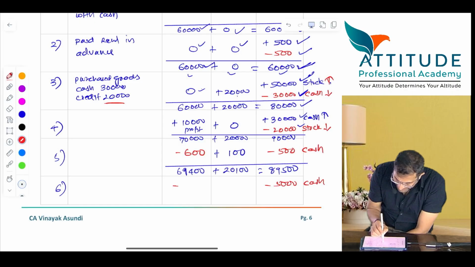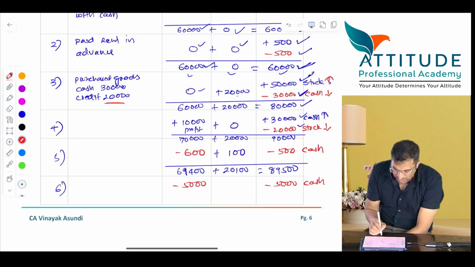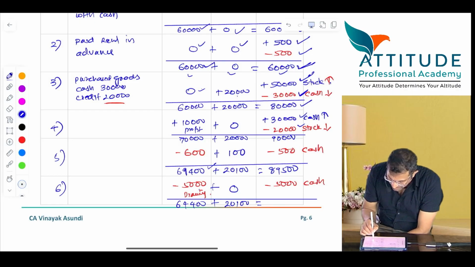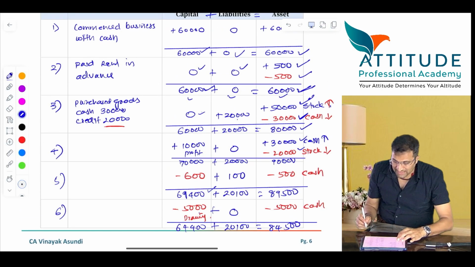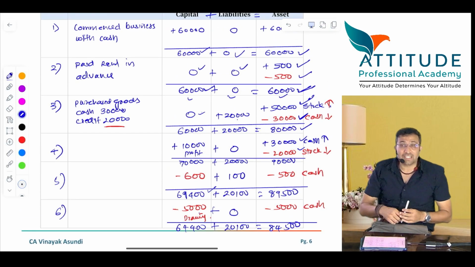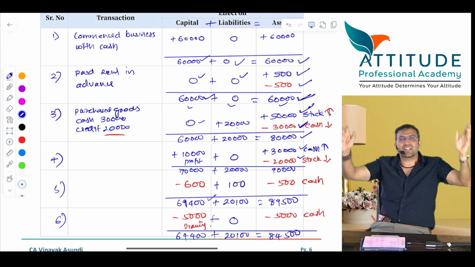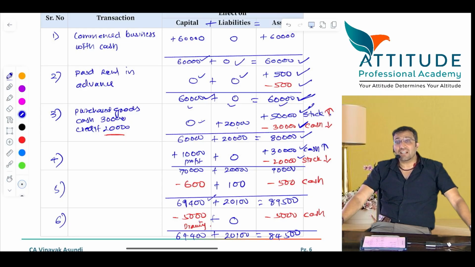And also minus 5,000 capital. Capital also reduces. But this is drawings, not profit. Is that clear? So now finally, let's see whether it tallies. 69,400 minus 5,000 is 64,400, plus 20,000 is 84,400. Does it tally? It tallies. Is that clear? Do it like this. I hope it is clear. Yes. Asset also increases. Clear?